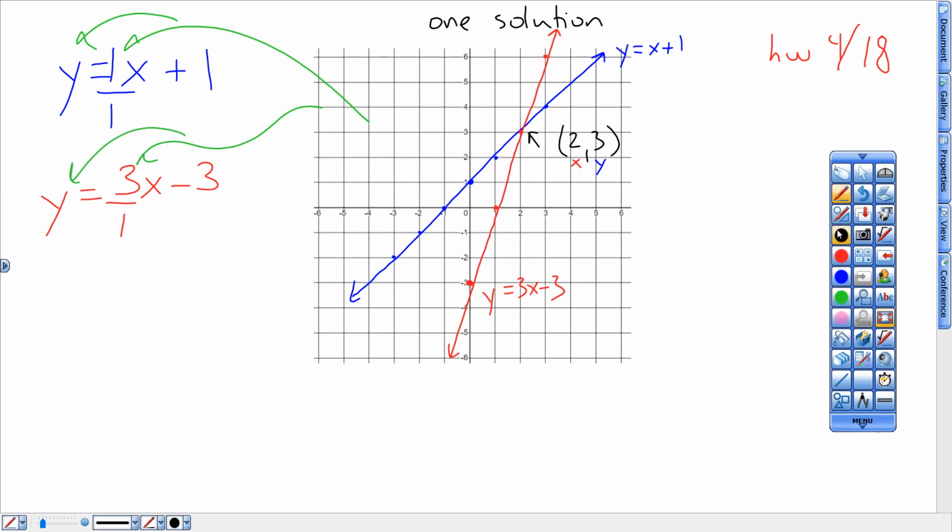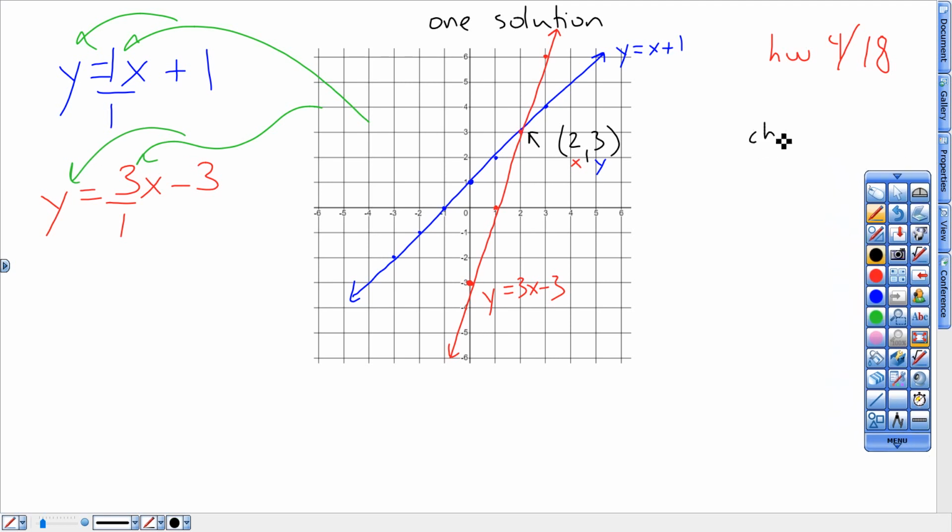So here I go. Here's my check. I'm going to, in that y spot, put a 3 for that first equation up there in blue. I got equal. Where that x is, I'm going to put a 2. And then, of course, 3. Does that equal 2 plus 1? Yes, it does. 3 equals 3.